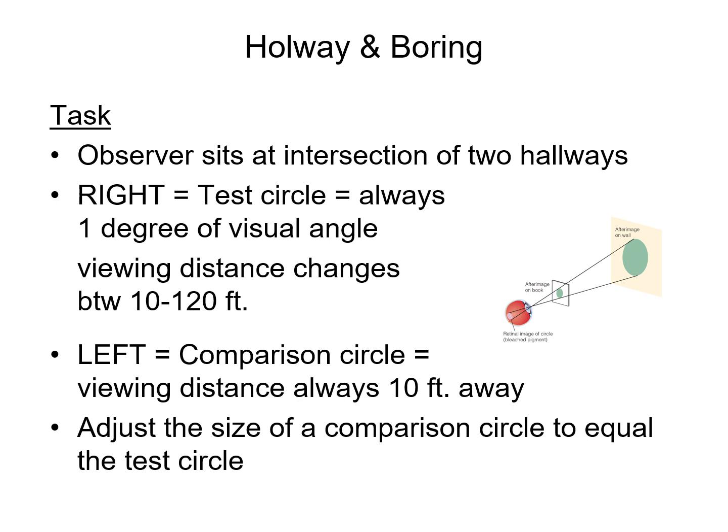As we've been saying, if something is smaller and closer, it's going to take up a degree of visual angle, and as we move farther away, if we're going to keep taking up that 1 degree of visual angle, we have to make that larger. So the viewing distance changes between 10 to 120 feet. The test circle always takes up 1 degree of visual angle, and so it's getting larger as it's moving away from the person. And on the left side is a comparison circle where the viewing distance is always 10 feet away. And there, the participants are adjusting the size of that comparison circle to make it equal to the test circle.